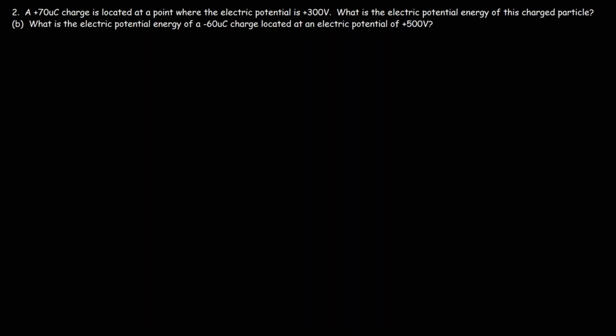Number 2, a 70 microcoulomb charge is located at a point where the electric potential is 300 volts. What is the electric potential energy of this charged particle? We know that electric potential is equal to the electric potential energy divided by charge. But in part A, we want to calculate the electric potential energy. So rearranging that equation, or multiplying both sides by Q, we get that the electric potential energy is equal to the charge times the electric potential.